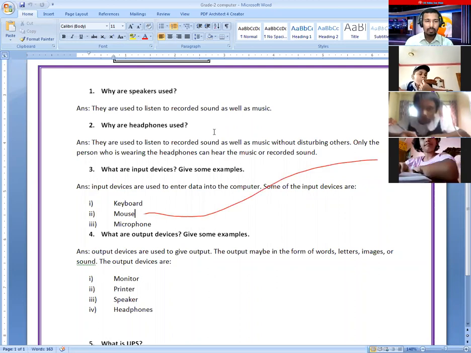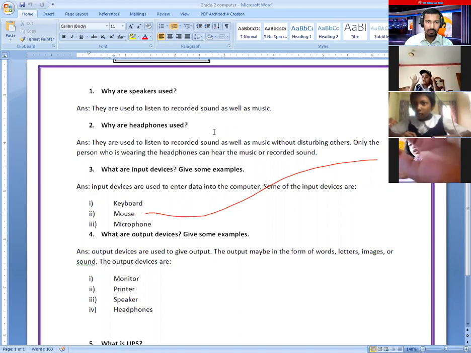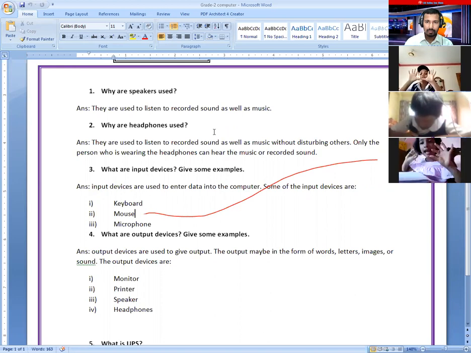Who did this? Here is my hand. Who did this? Our hands free. But my hand is always inside. My hand is my head.